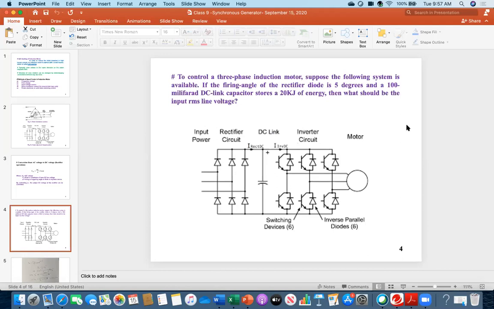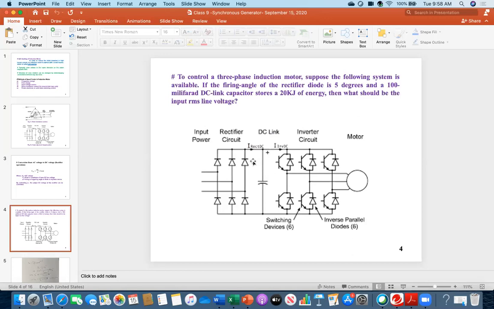Everybody, could you follow me so far? Do you understand the question? So this is the control setup for the three-phase induction motor, the firing angle is 5 degrees, the DC link capacitor value is 100 millifarad, and it is storing 20 kilojoule of energy. Based on this information, what should be the input voltage?